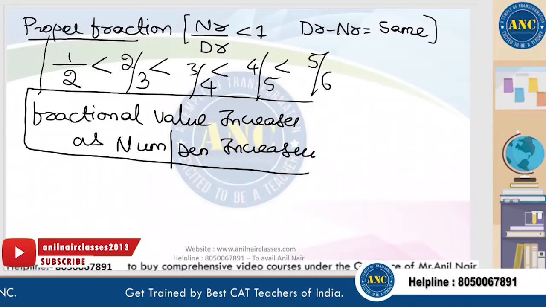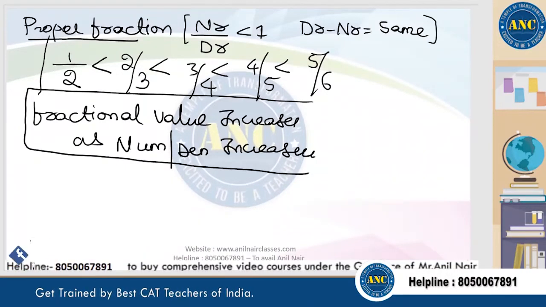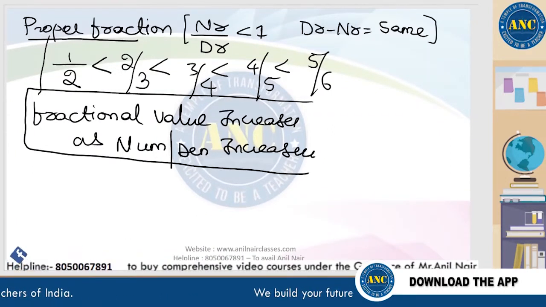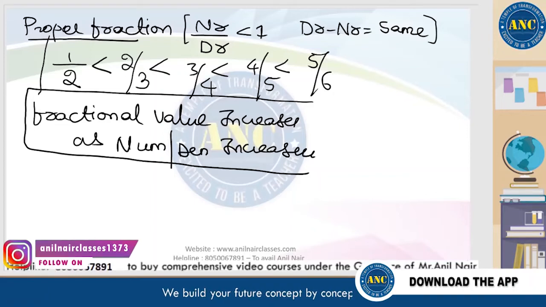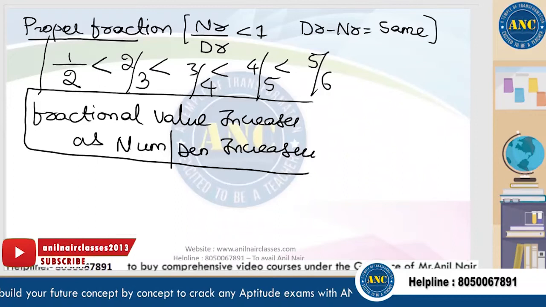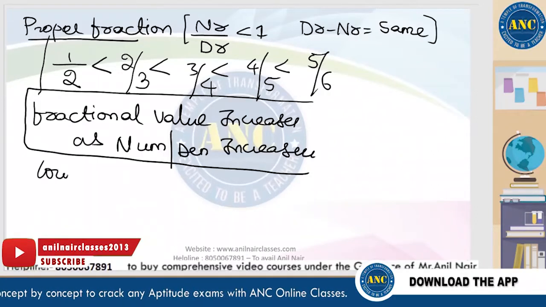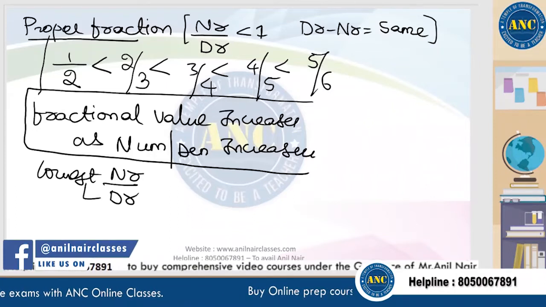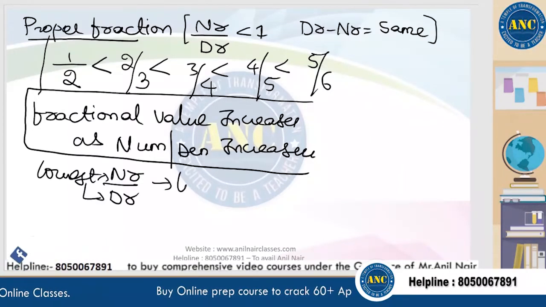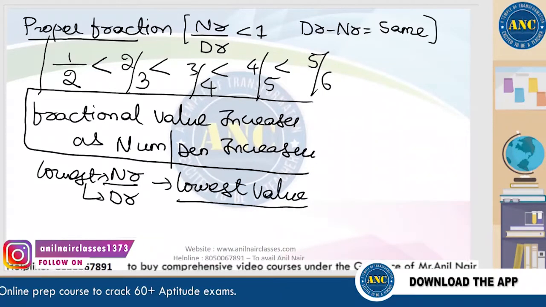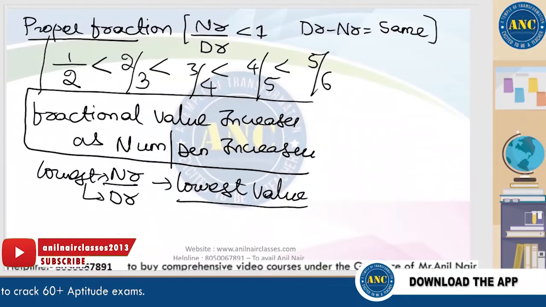What do you mean by a proper fraction? Numerator less than denominator. If the numerator is less than the denominator, the lowest numerator and lowest denominator will give the lowest value, as long as the denominator minus numerator difference is the same. What if it is not the same? That also we will discuss.